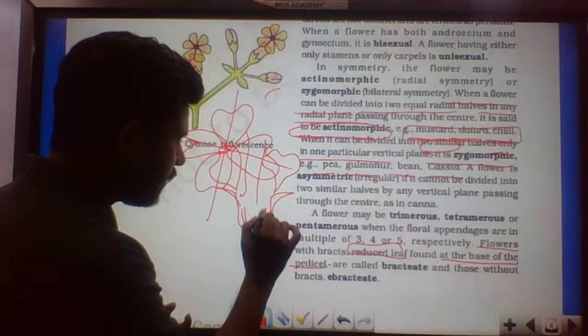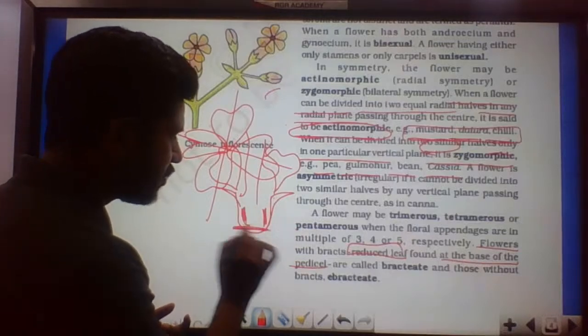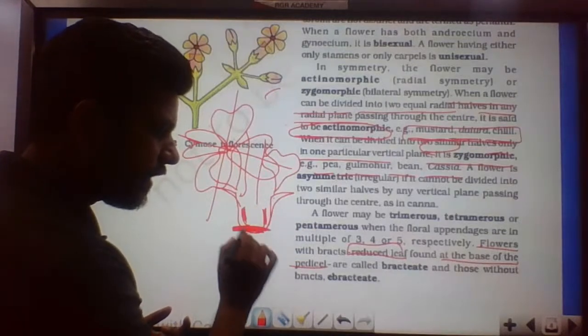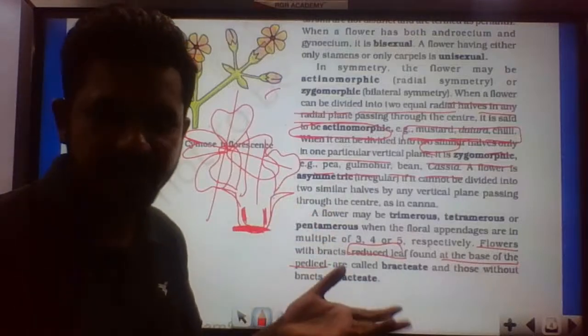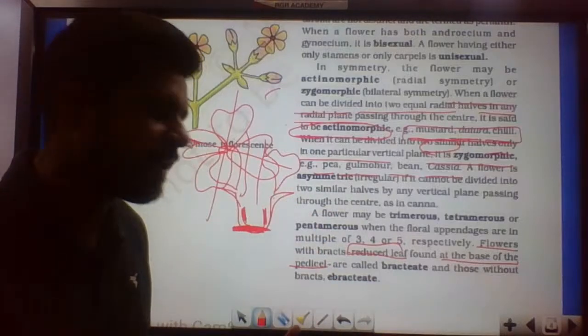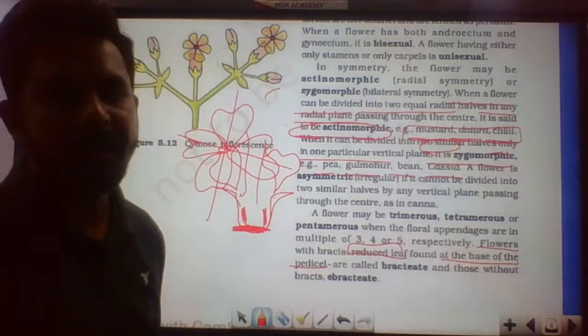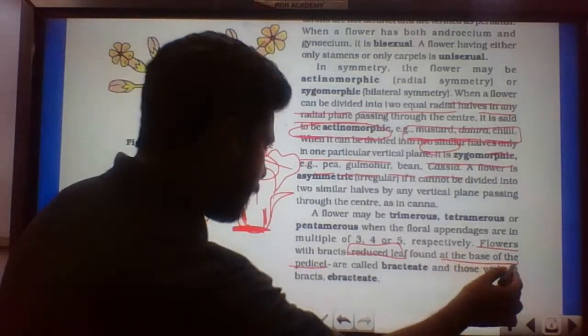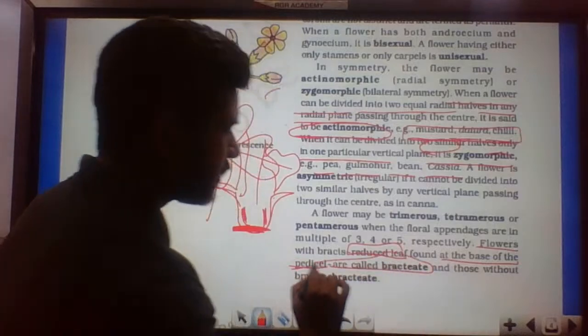So at the base of this region, if there is a structure, which is known as bracteate. If it is not there, then we call it ebracteate. If there is a small structure, we call it bracteate. Simple. Okay. So base of the pedicel are called bracteates.